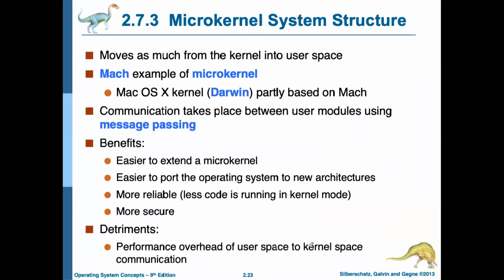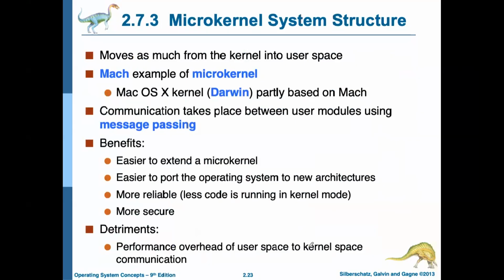Microkernel system structure moves as much as possible from the kernel into user space. An example of a microkernel is the Mac OS kernel, Darwin, partly based on Mach. Communication takes place between user modules using message passing. In HPC, you will see the term high performance parallel computing. That's regarding message passing; they communicate using the message passing concept.